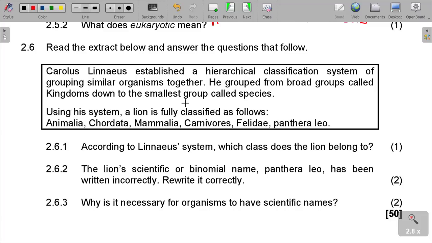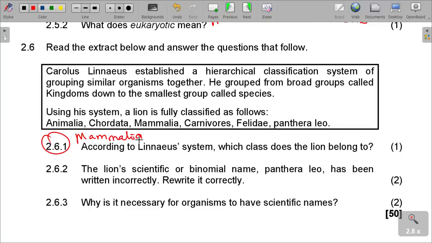Which class does the lion belong to? The lion belongs to number 2.61. It is a mammalia. It is a mammalia. That is very correct.